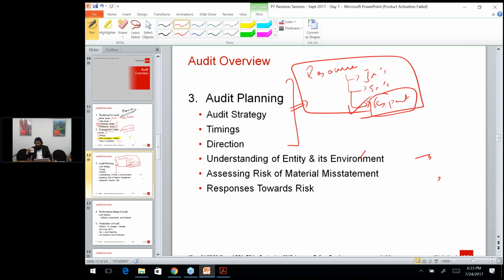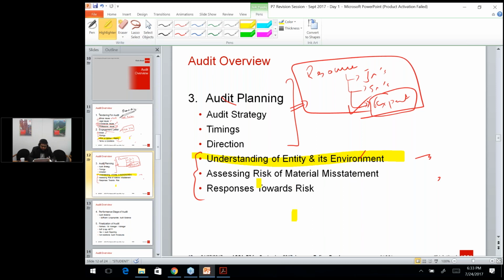The next thing is that this planning stage would include setting out the overall audit strategy, planning what procedures need to be performed when, how the overall audit would progress, etc. These are the things that need to be considered. And at the same time, at this planning stage we perform these 3 very important acts.